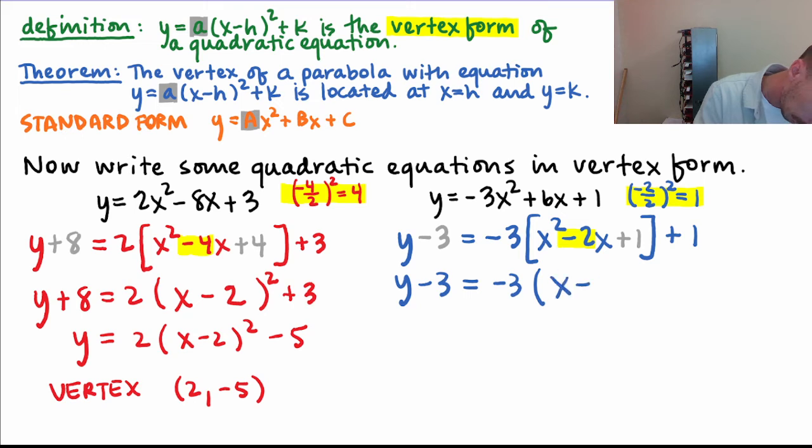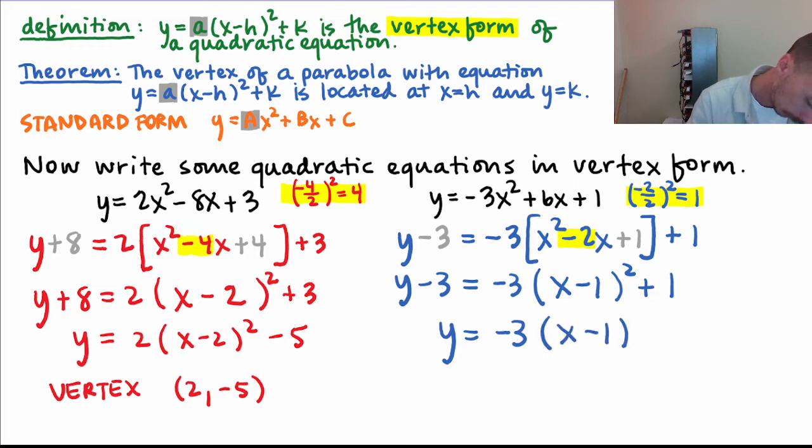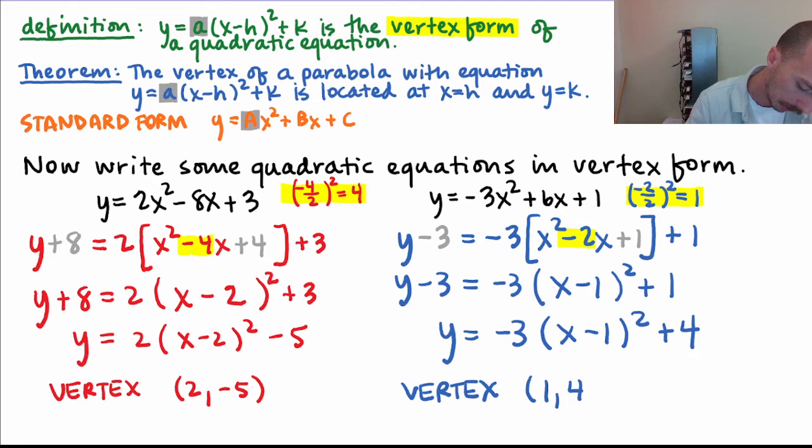Okay, this is going to be x minus 1 squared. Or you could just think about what are two numbers that multiply to positive 1 while adding to negative 2, if that is feeling better to you. And then I still have that plus 1 on the outside. Now I'm going to add 3 over here, and I'll get y equals negative 3 times x minus 1 squared plus 4. Okay, and that will have a vertex at the point where x is 1 and y is 4. So that's how we're going to complete the square when the leading coefficient is not 1.